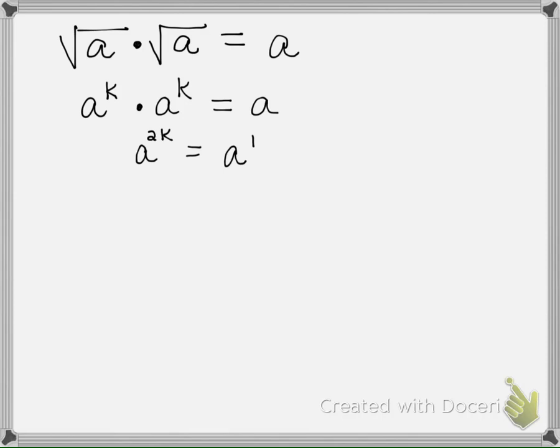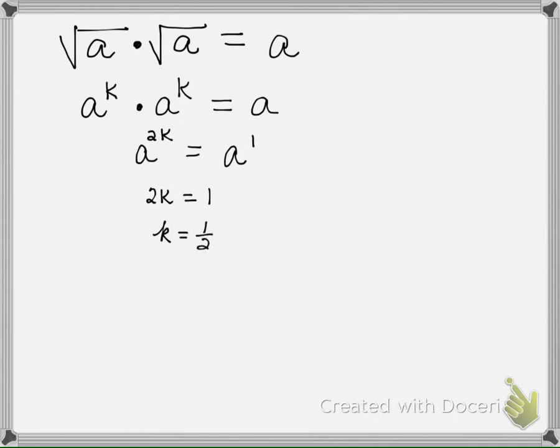So here I have a to the 2k is equal to a to the 1. The bases are the same, and both sides equal each other. So what has to be true about their exponents? Don't they have to be the same? If the two sides equal each other and the bases are both the same, the exponents have to be the same. So can't I just say the 2k has to equal 1 for this statement to be true? Solve for k. k is equal to 1/2.